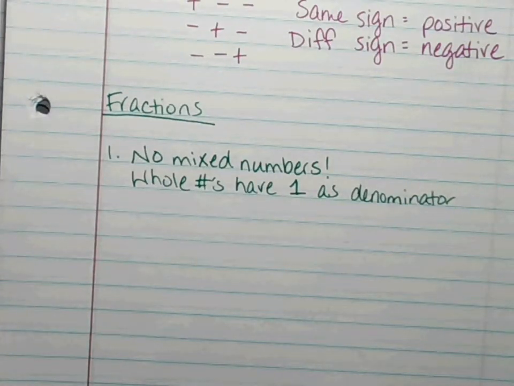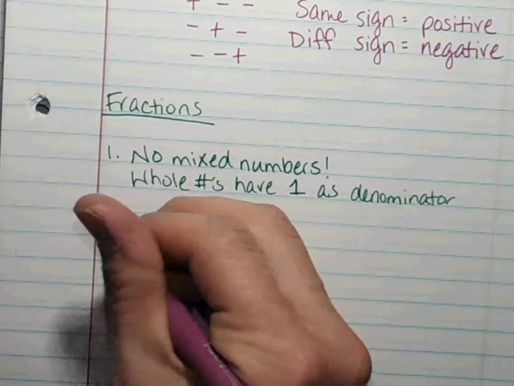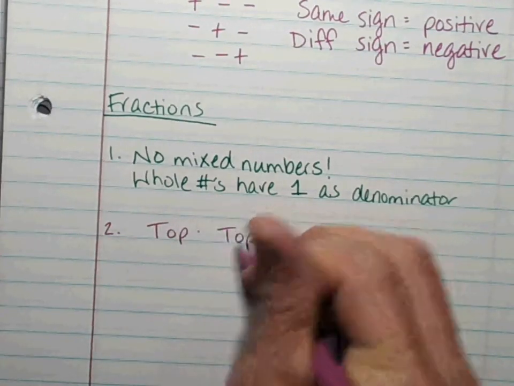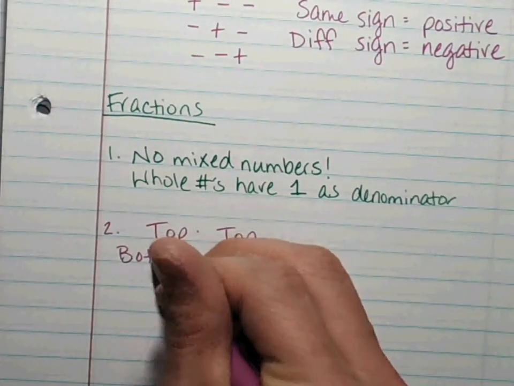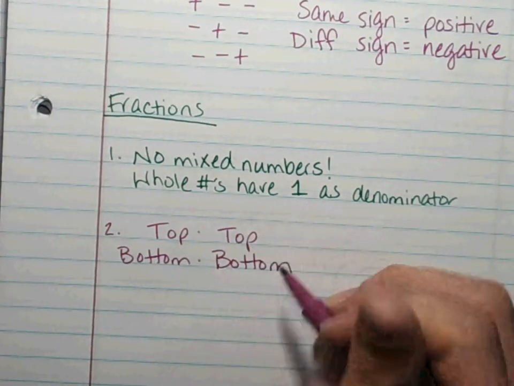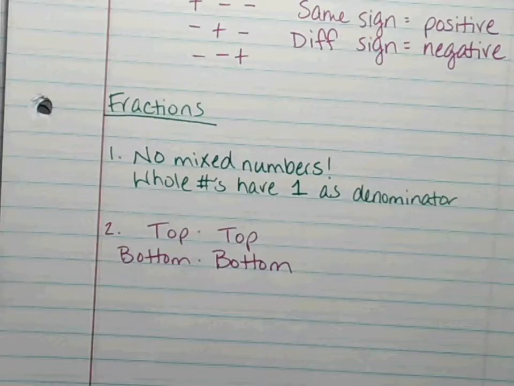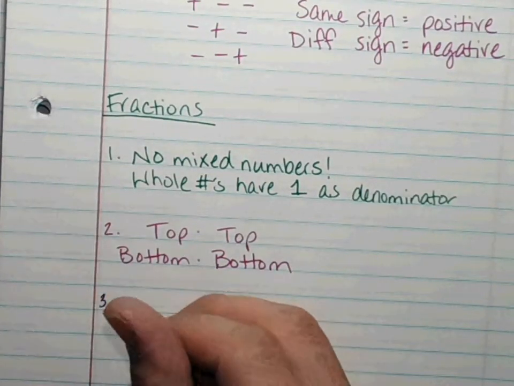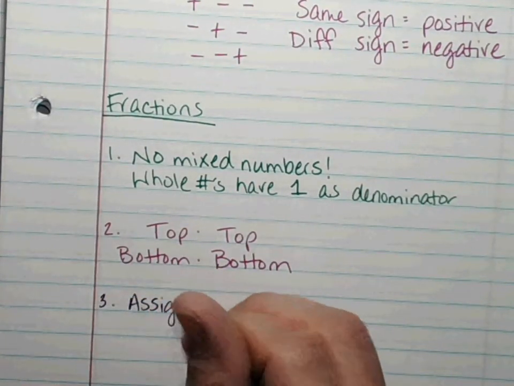Setting it up is half the battle. The next step is just to do numerator times numerator. Top times top. And bottom times bottom. And just like with decimals, the last thing you should do, assign a sign. Same thing.